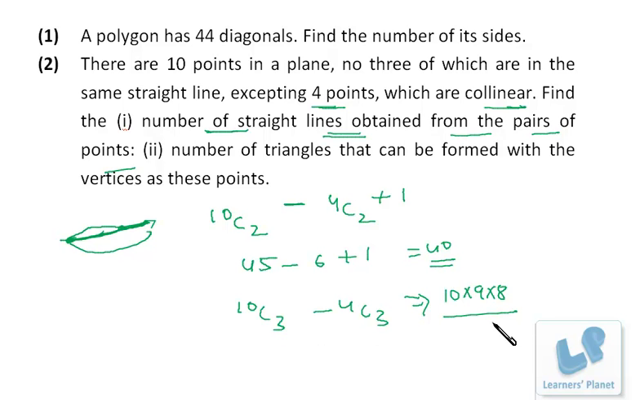So this is 6 and 4C3 is 4, right? So it's 3, 2, so 10 3s are 30, 2s are 60, 60 minus 4 is 56.